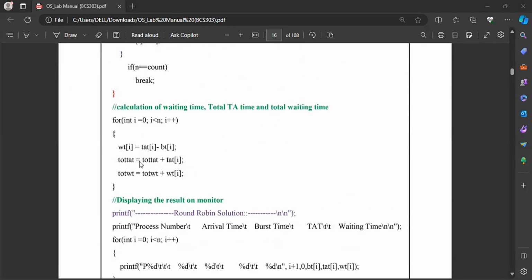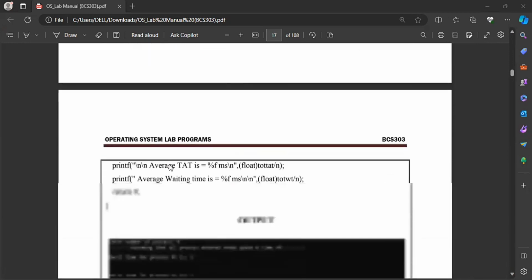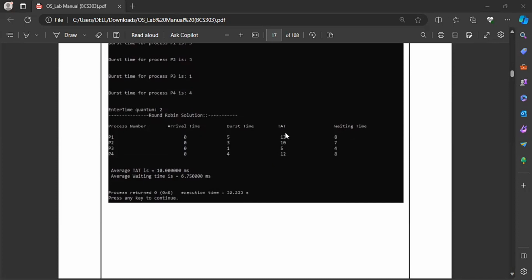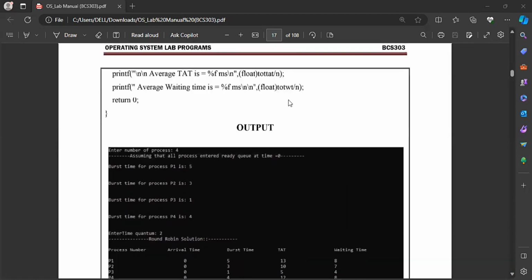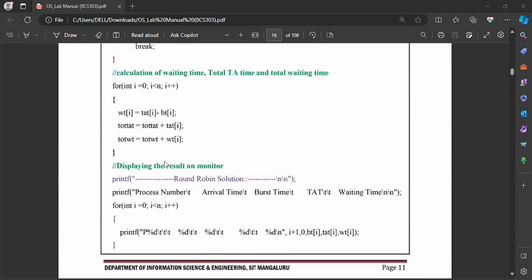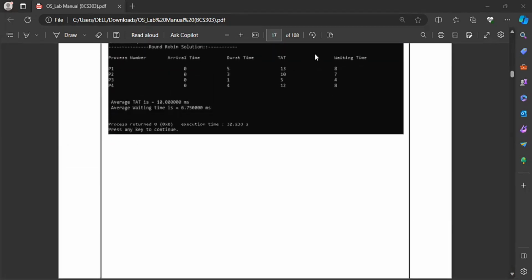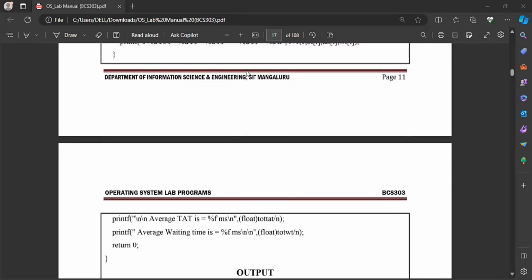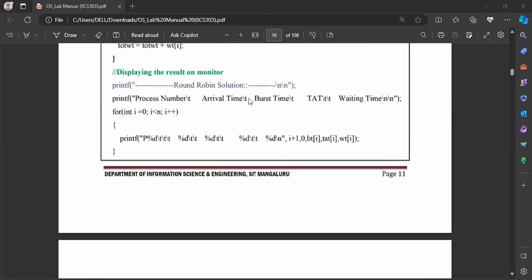After that, we are calculating the total turnaround time. The total turnaround time will be calculated by adding these turnaround times: 13 plus 10, plus 5, plus 12. Then we are calculating the total waiting time, which is the total of these waiting times: 8 plus 7 plus 4 plus 8. After that we are displaying the result on the monitor.